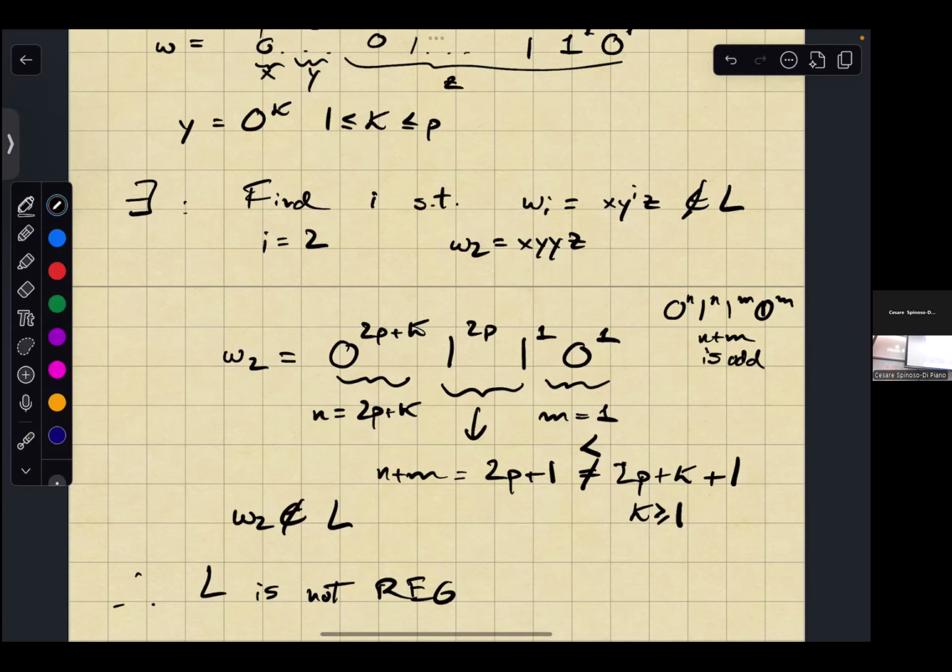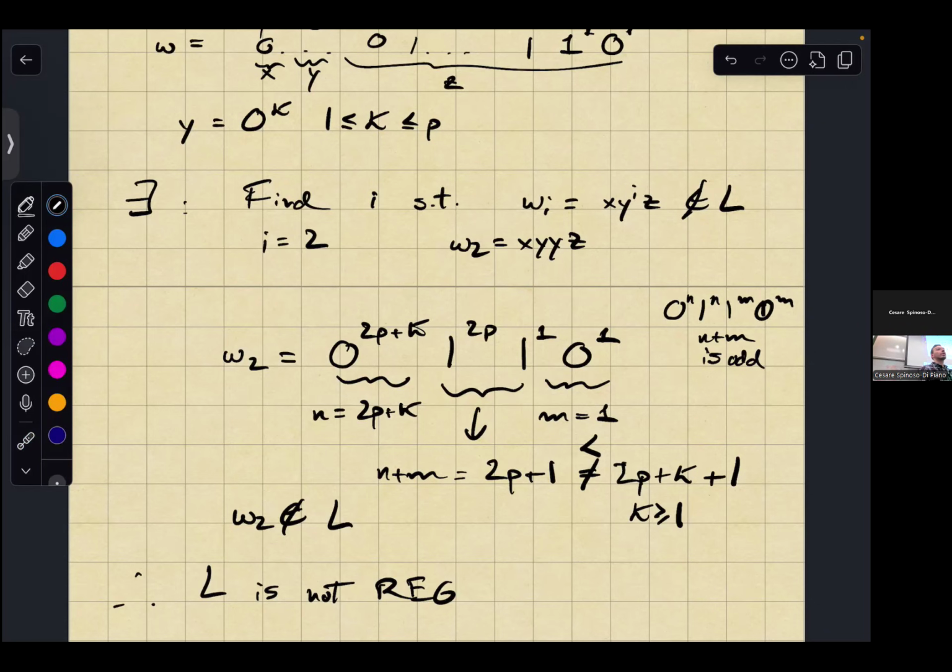So that's nice, but that's only half of the solution. Sadly, this is a long one. We also have to show that this is context-free, right? So let's see. How are we going to show that this is context-free? Let's do a grammar.